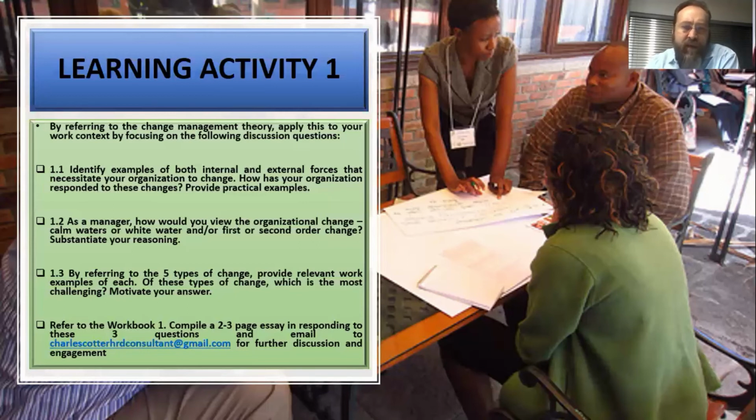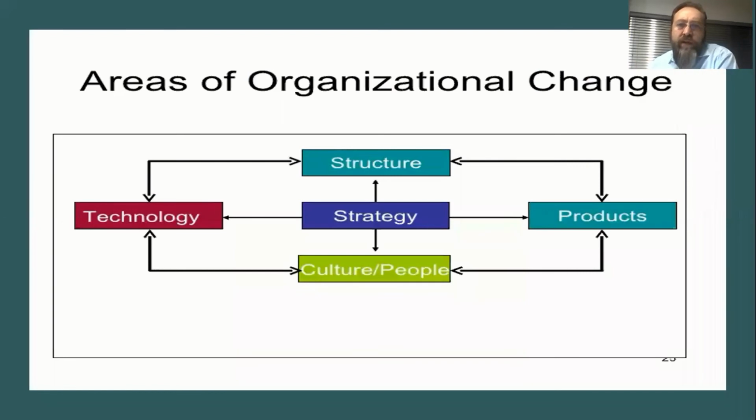And going back to the SPOTS model, the areas of organizational change, I'd like to hear your take on whether these are currently happening in your organization, and then give me practical examples of how each of them influences change in the organization.